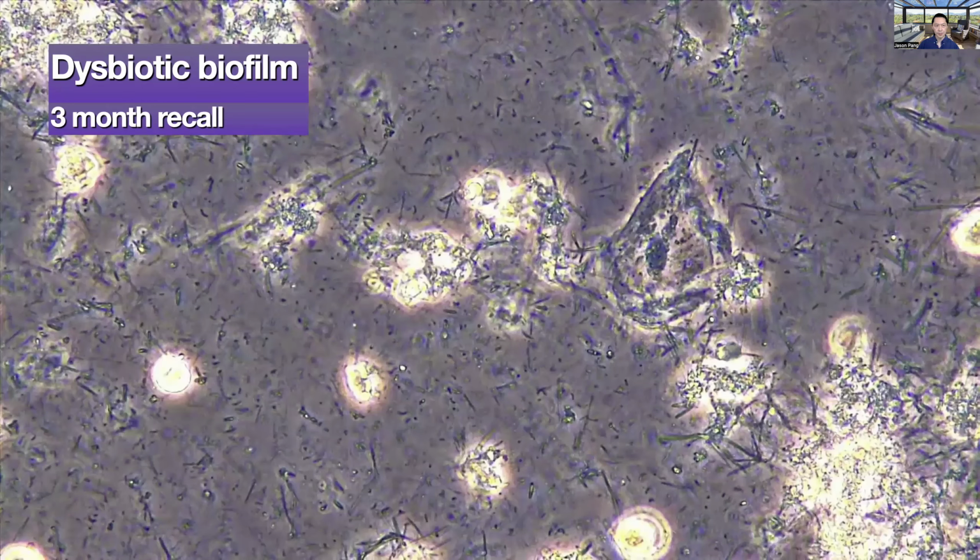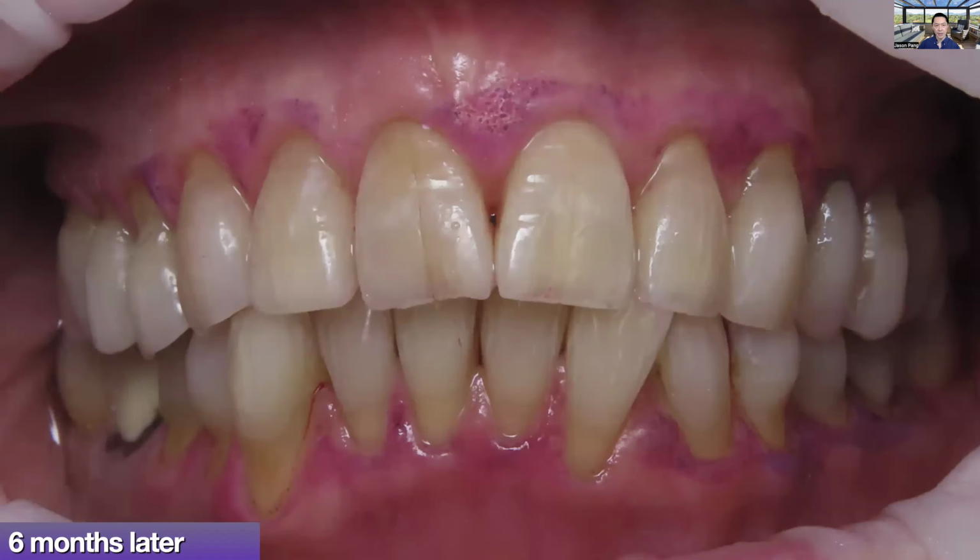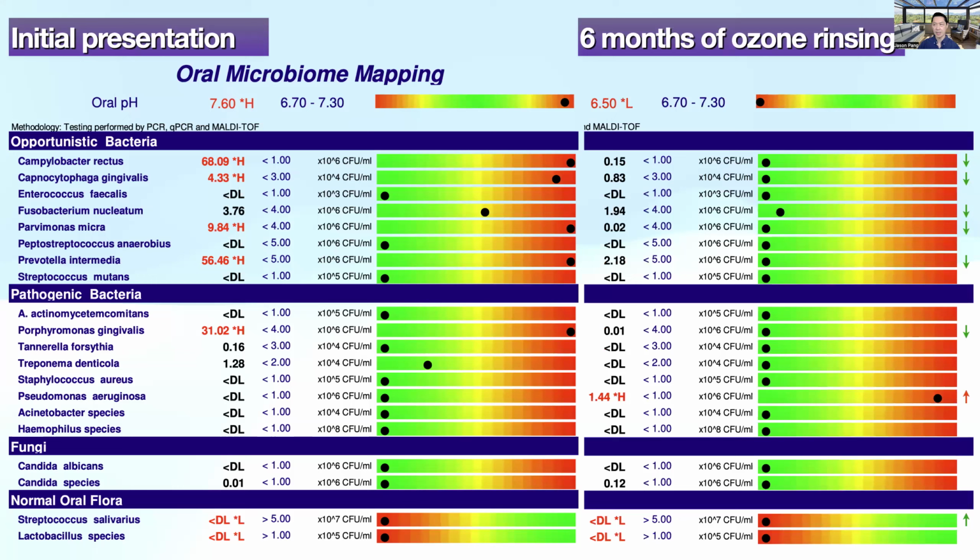Very, very full. However, complete change. We did get her to start using an electric toothbrush, which she wasn't using at that point. So her cleaning is much, much better. And no more bleeding. And then when we test it again, you can see really everything's normalized.